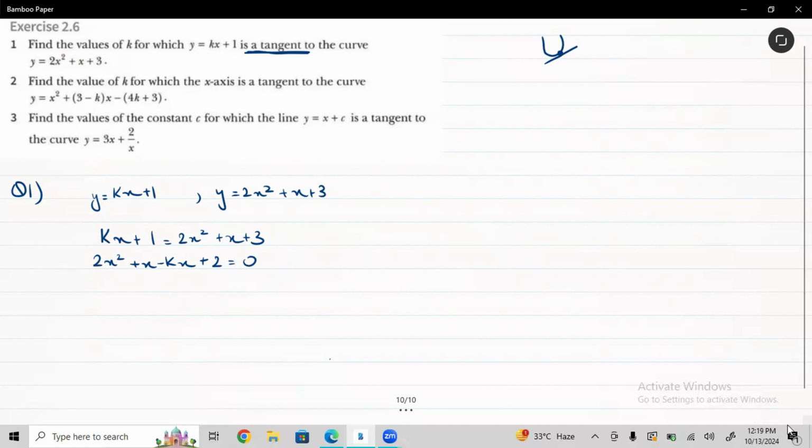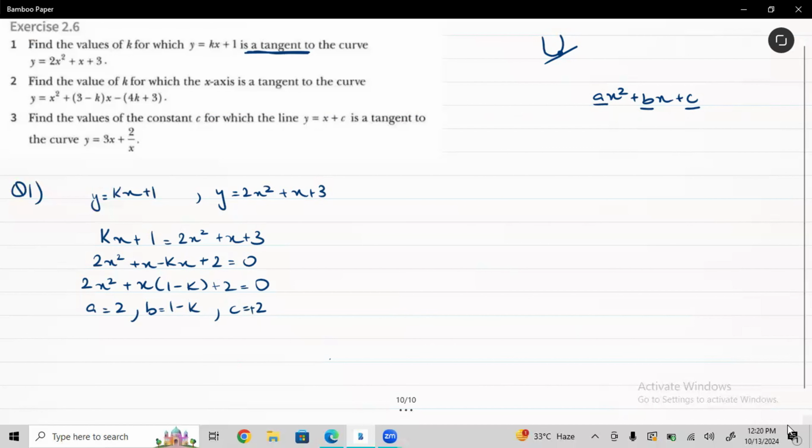Now just simplify it a bit: 2x squared plus, we are going to take x as the common factor, (1 minus k)x plus 2 equals 0. Now we have our basic formula for the quadratic equation, ax squared plus bx plus c. And now in order to form the discriminant, we need to find out the coefficient of x squared, the coefficient of x, and the constant c. So we're going to say a equals 2, b equals 1 minus k, and c equals positive 2.